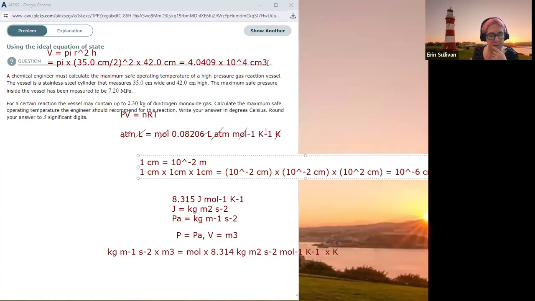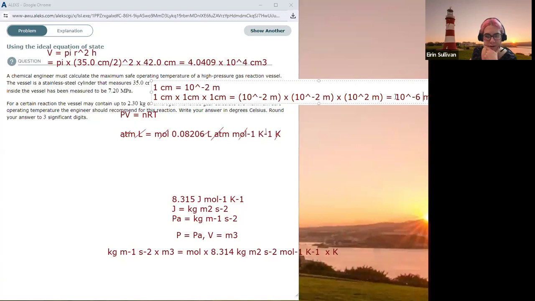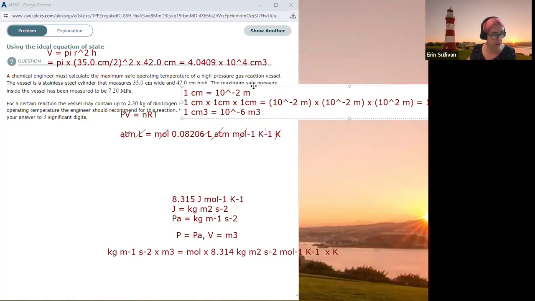I meant to write meters, not centimeters. Sorry, I have been very unwell this week, so I've still got a bit of brain fog. So that is your correct conversion factor: 1 centimeter cubed is 10 to the power of minus 6 meters cubed. Just be careful. It's not 10 to the minus 2 meters cubed. You've got to cube both sides.